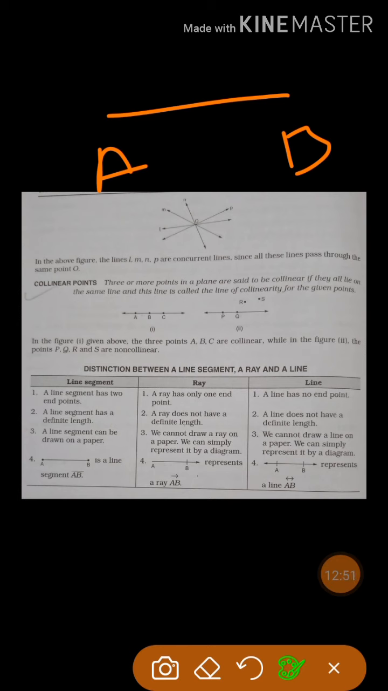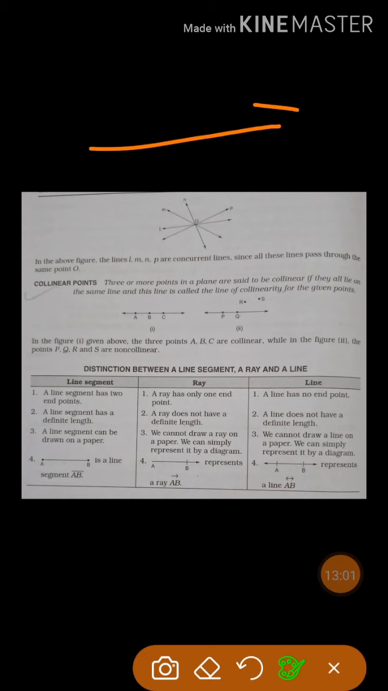Now the next one is the ray. To represent a line segment AB, we make a line over it. This is a line segment. Now come to the ray. A ray is moving in one direction. It has one initial point, or we can also say it is the endpoint. A ray has one endpoint.